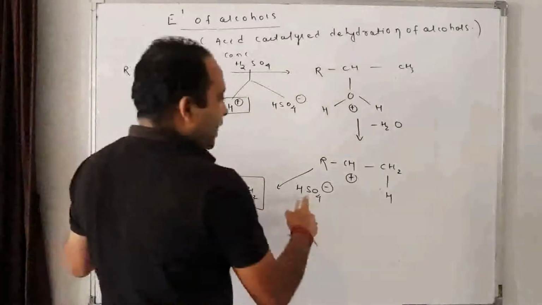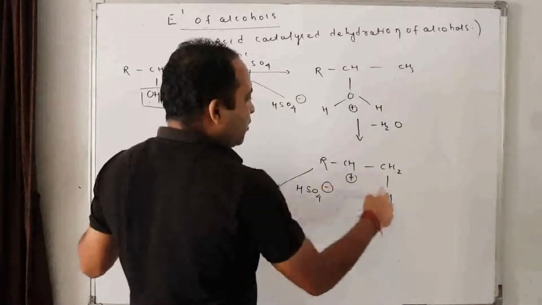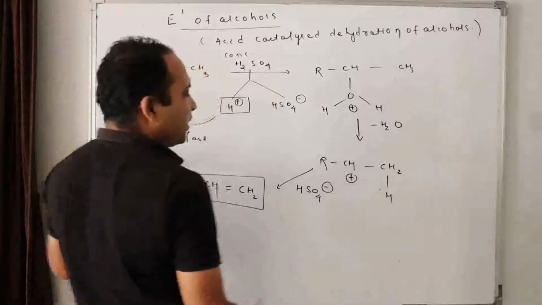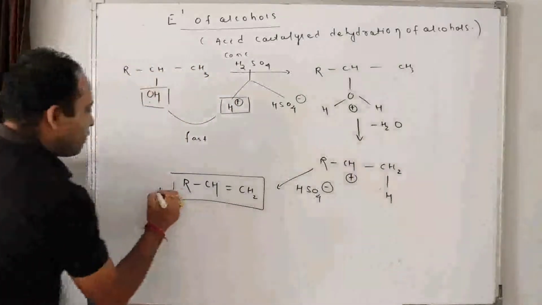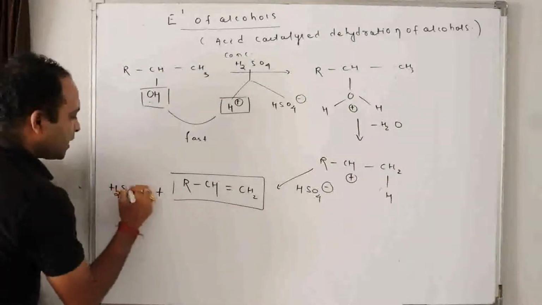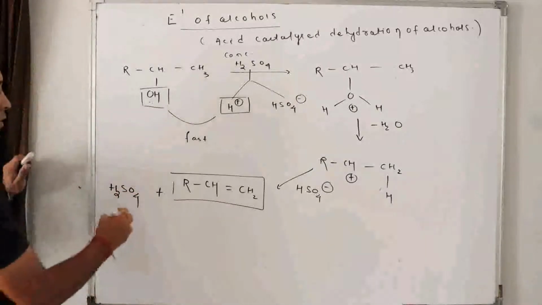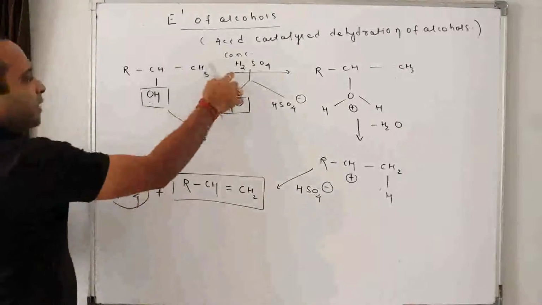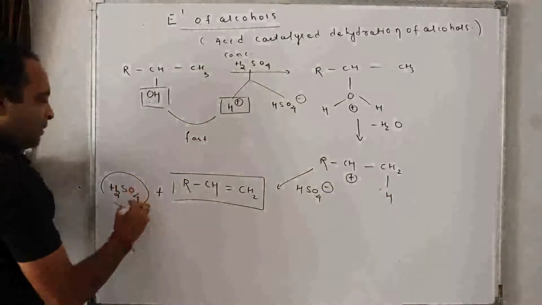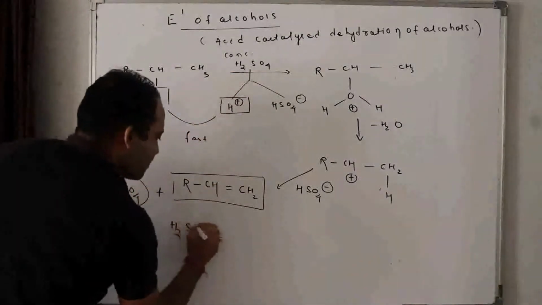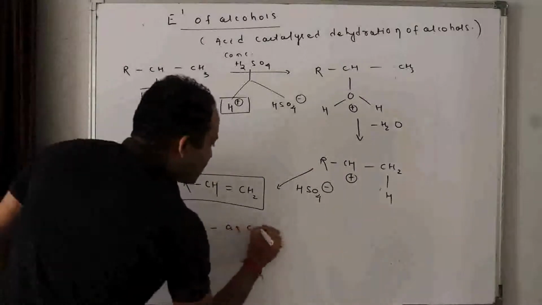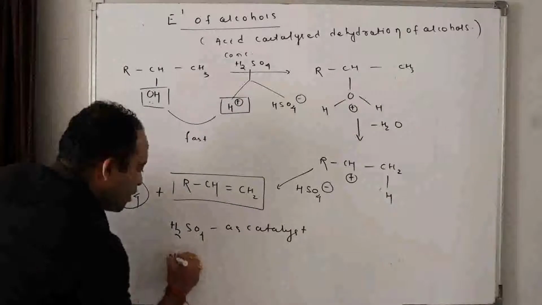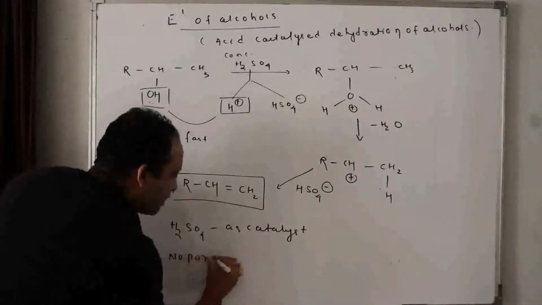And what will happen? This HSO4 minus will remove this H as H plus, isn't it? Along with this, H2SO4 is formed. Did I use this in the beginning? Did I get this back? That means H2SO4 acts as a catalyst.